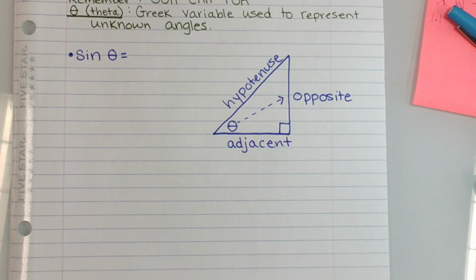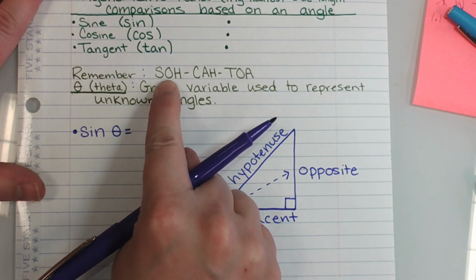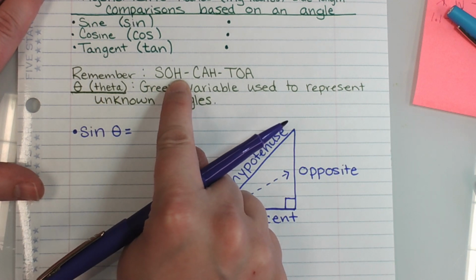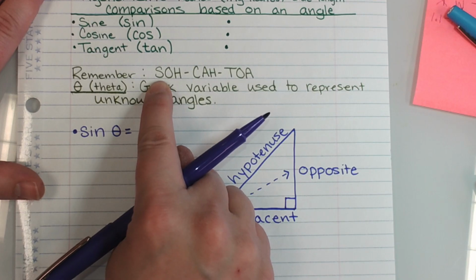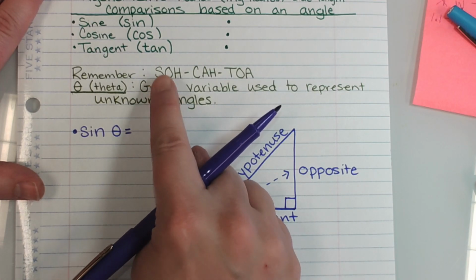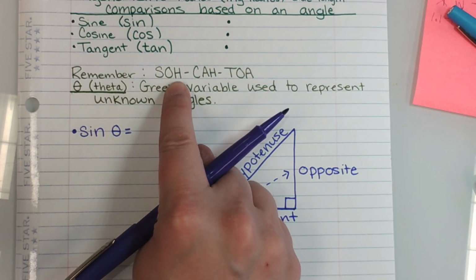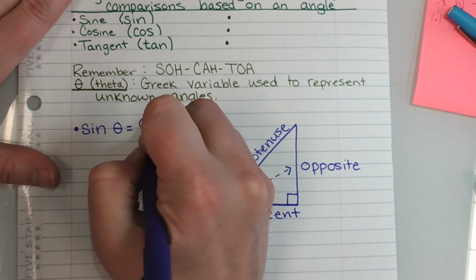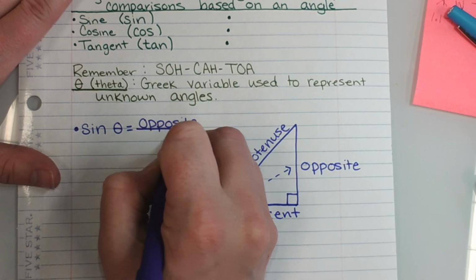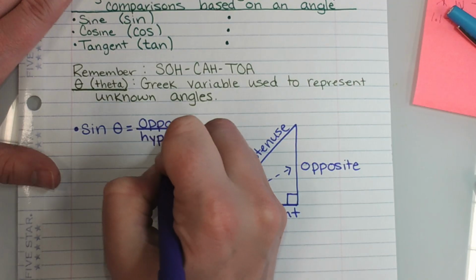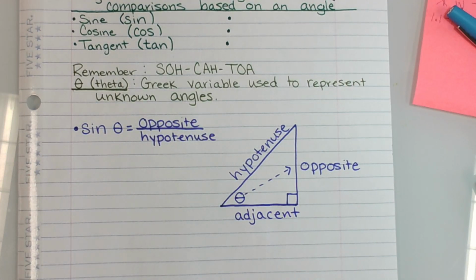Okay, SOHCAHTOA. Sine is opposite divided by hypotenuse. That's what SOHCAHTOA is trying to tell us. It tells us the trig ratio, and it is equal to the middle letter is the side on the top of the fraction, and the second letter is the side on the bottom. Sine is opposite divided by hypotenuse.